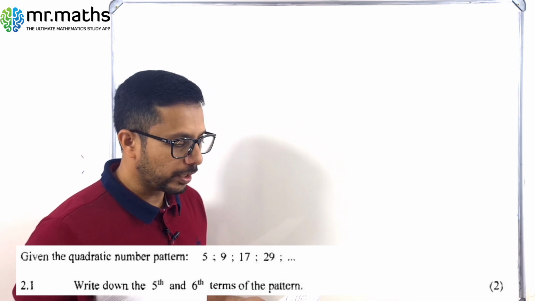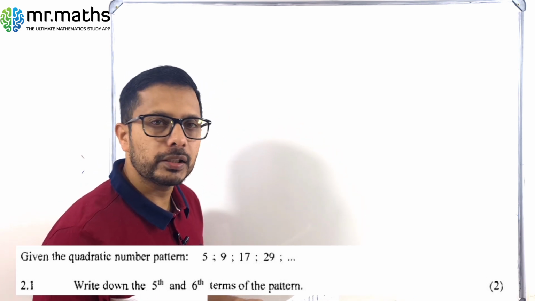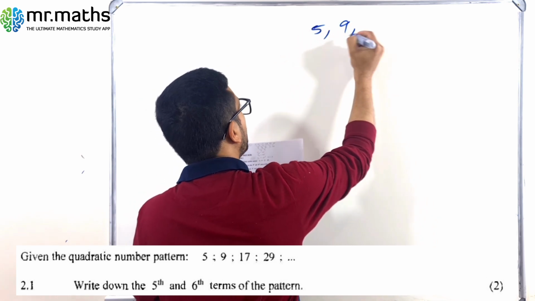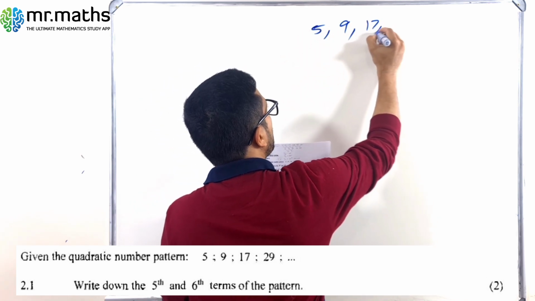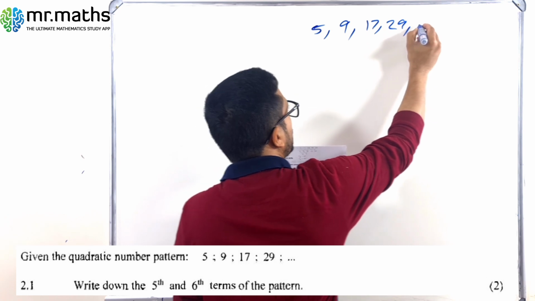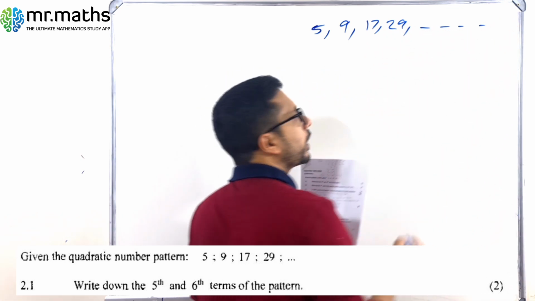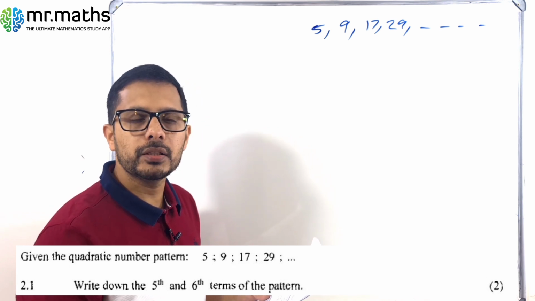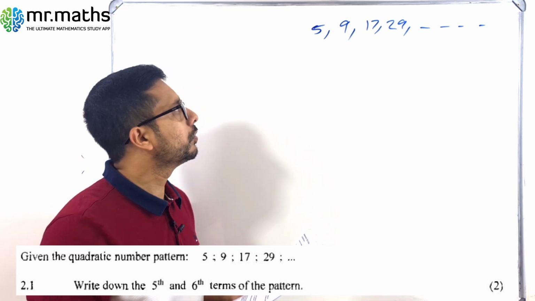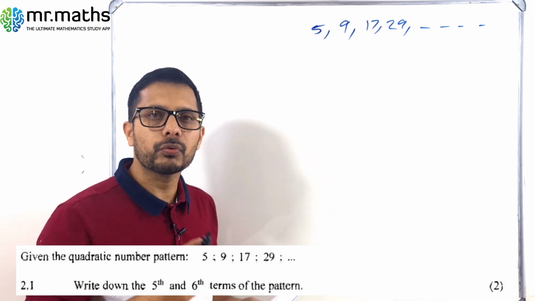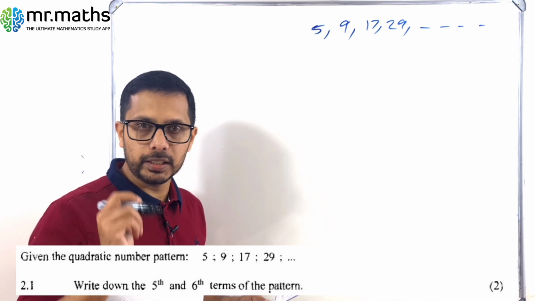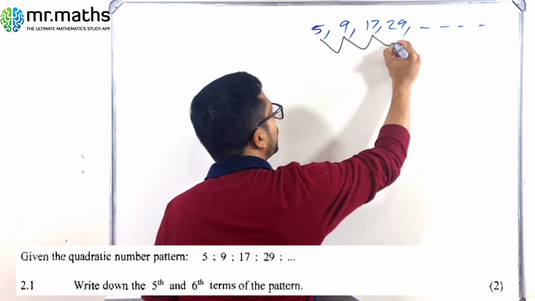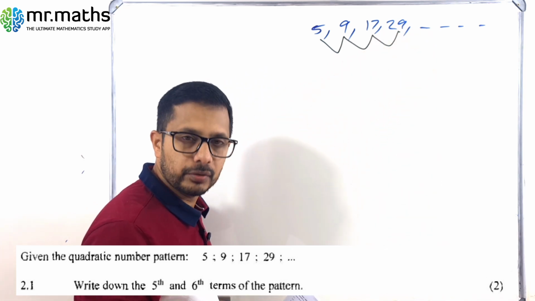Given the quadratic number pattern: 5, 9, 17, 29, etc. We have to answer the remaining questions based on that. If it is a quadratic number pattern, of course we can find a common second difference. Am I right? So how can we find the second difference, guys?